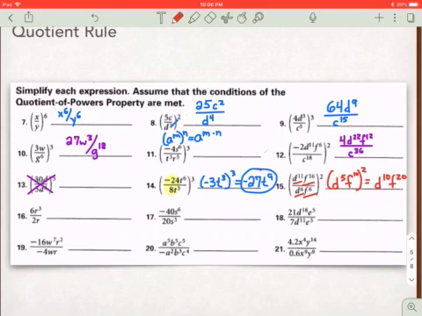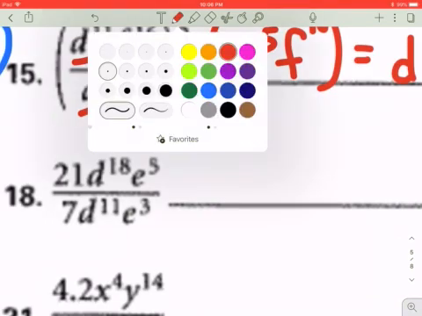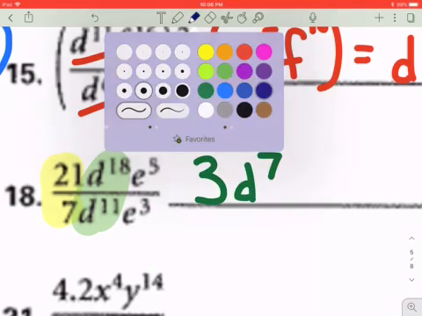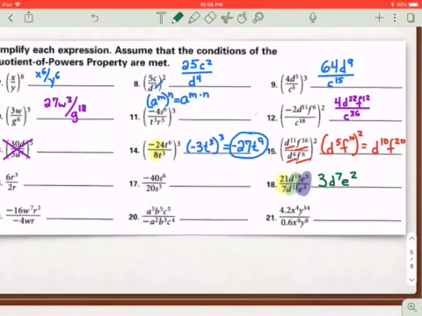Let's do a couple more. Let's do 18 right here. Remember, with my coefficients, I treat those normally. So that says 21 divided by 7, so that's going to be 3. Then with my exponents of my variables, I am just going to subtract. So it'd be d to the 7th, and that's going to be e to the 2nd. So treat your coefficients normally, and treat your exponents with the exponent laws.